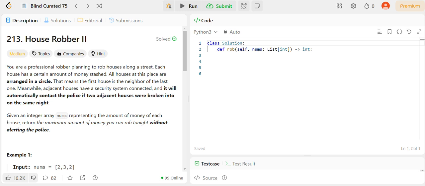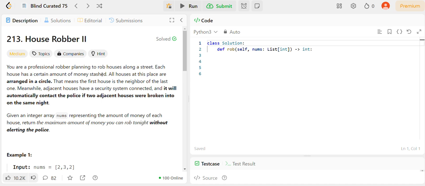Hello, today we want to resolve LeetCode problem 213, House Robber 2, which is the advanced version of the House Robber problem at the medium level. This is also the topic of we are professional robbers. A little bit tricky to learn, but yes, we are professional robbers robbing houses around the street.